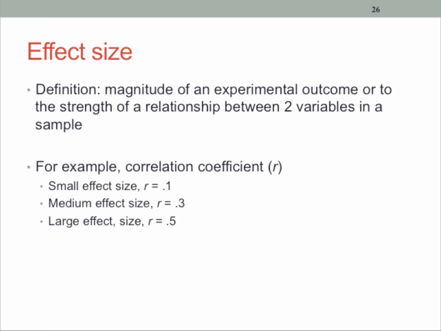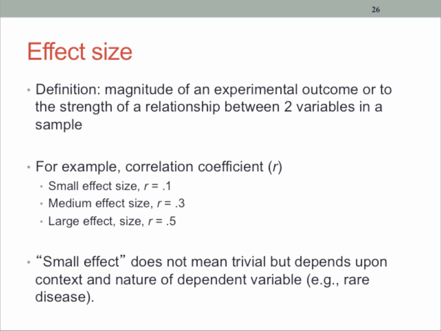Thinking about the R, the correlation coefficient, if you have an R that's about 0.1, this would say that you would have a small effect. 0.3 is a medium effect size, and 0.5 is a large effect size. But what does this mean qualitatively? A small effect does not mean trivial, but depends upon the context and nature of a dependent variable.